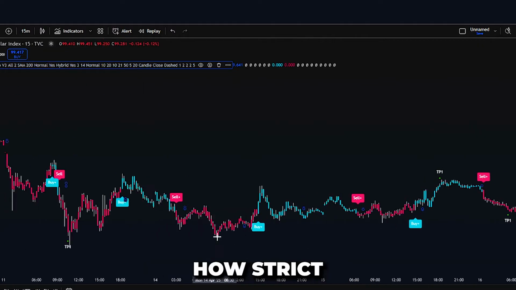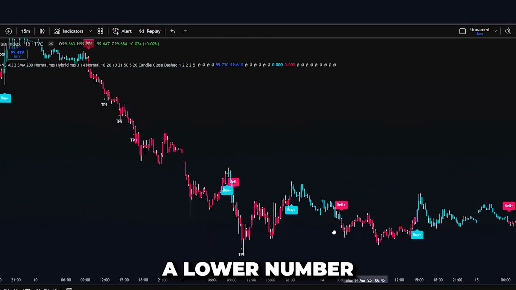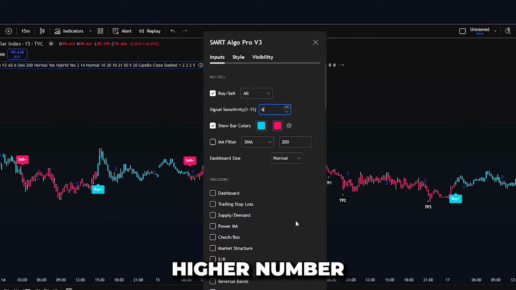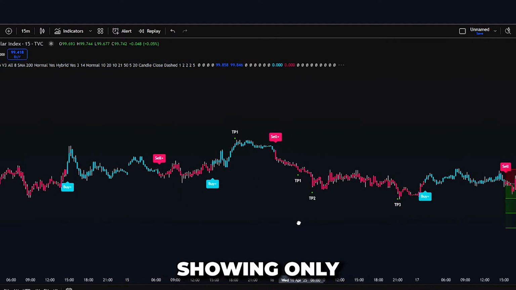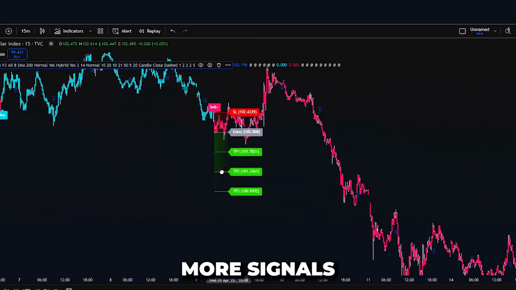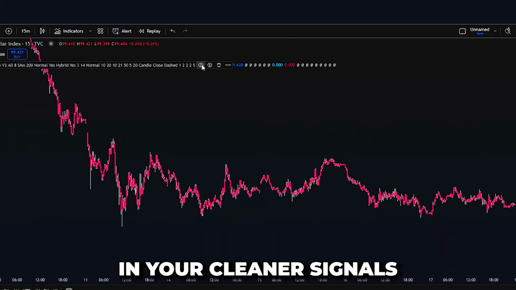Sensitivity controls how strict the signal rules are. A lower number makes the indicator more aggressive, giving more signals, some of which may be noise. A higher number makes it more selective, showing only the strongest setups. Think of it like a filter. Low sensitivity equals more signals. High sensitivity equals cleaner signals.